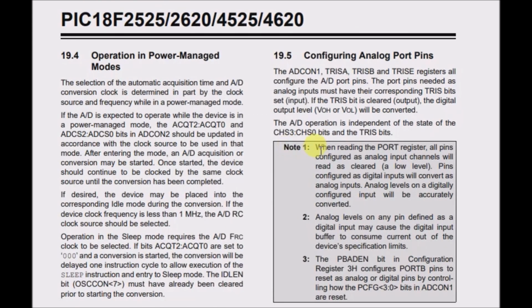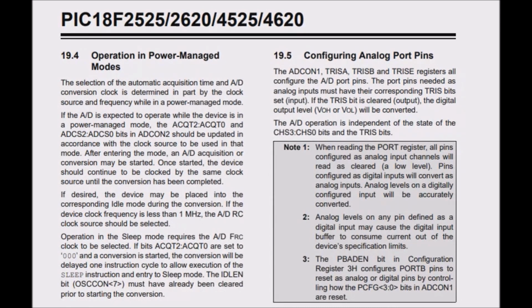Note 1. When reading the port register, all pins configured as analog input channels will read as cleared, a low level. Pins configured as digital inputs will convert as analog inputs. Analog levels on a digitally configured input will be accurately converted. Note 2. Analog levels on any pin defined as a digital input may cause the digital input buffer to consume current out of the device's specification limits.